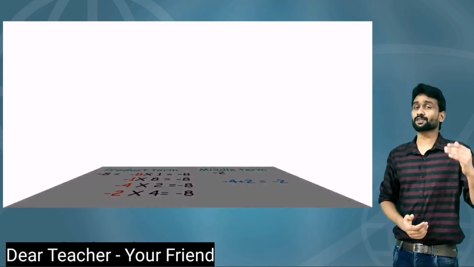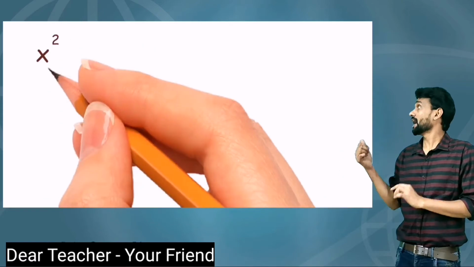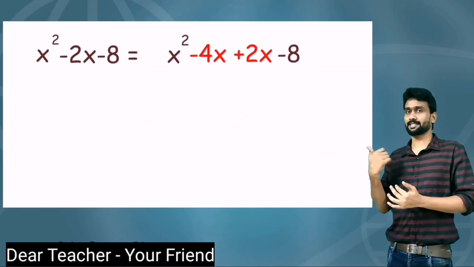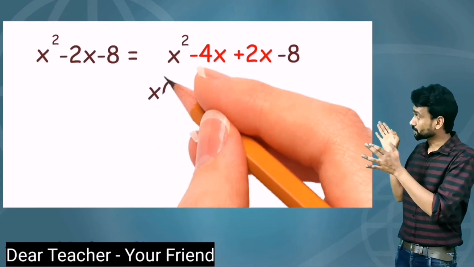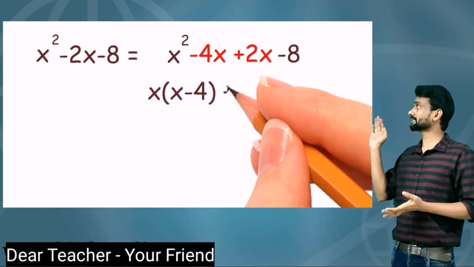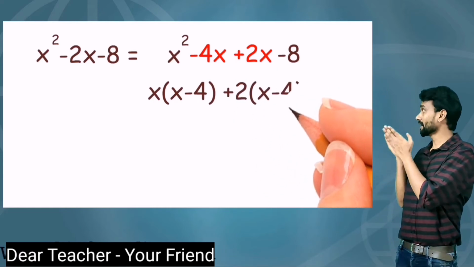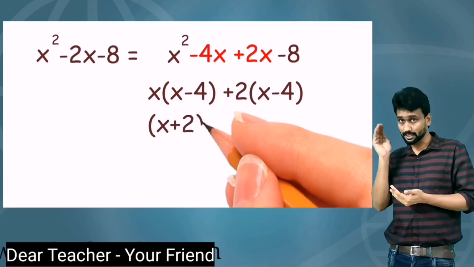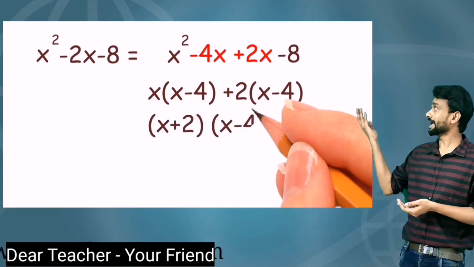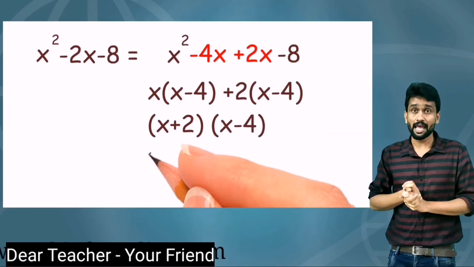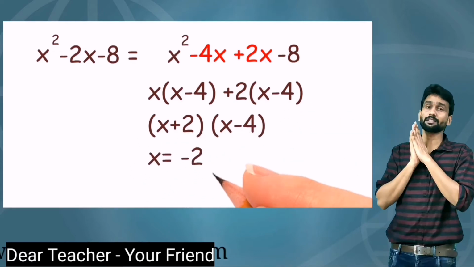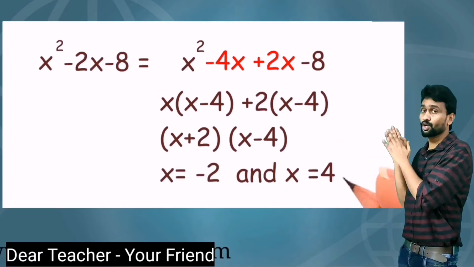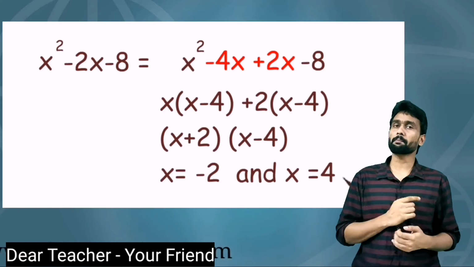Now we can rewrite x square minus 2x minus 8 as x square minus 4x plus 2x minus 8. Now from the first two terms, what can you take common outside? X we can take common out, the remaining is x minus 4. And from the second two terms, what can you take out? Plus 2 we can take out. Then what is the remaining? X minus 4. So the factors are x plus 2 and x minus 4. So the zeros are x equal to minus 2 and x equal to 4. The zeros are 4 and minus 2.